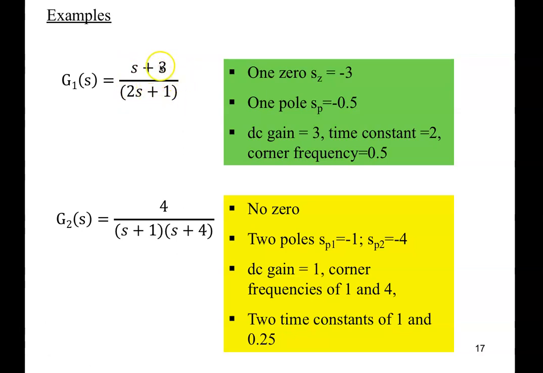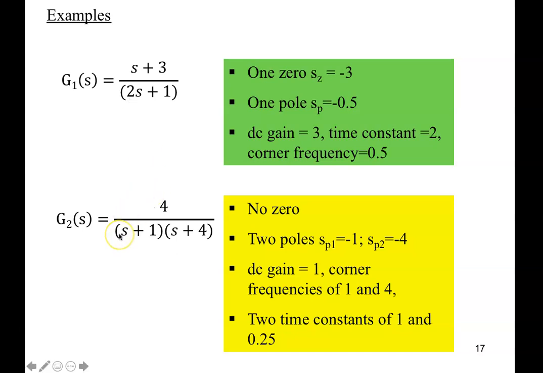Now, in the denominator, I can see 1 plus something. It's in the standard format for the first order system. Therefore, the coefficient of s is my time constant tau. Once I know the time constant tau, I can work out the corner frequency, which is 1 over tau, that's the inverse of time constant. Okay, so you can work out everything there: the DC gain, the time constant, the corner frequency, the zero, and poles.